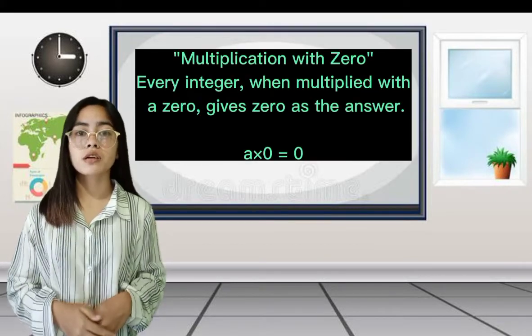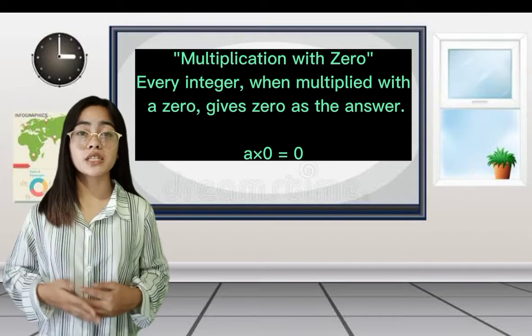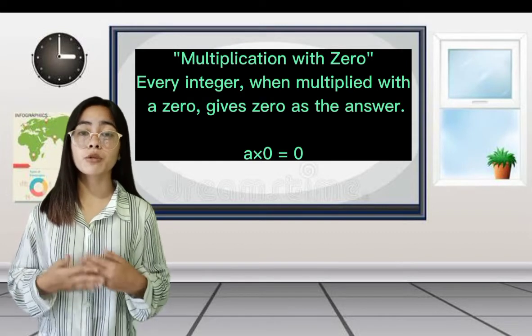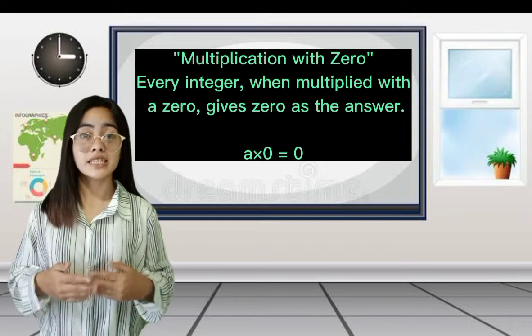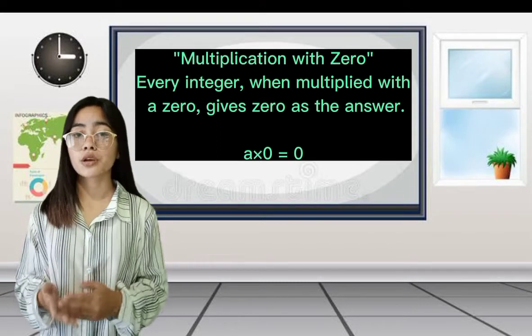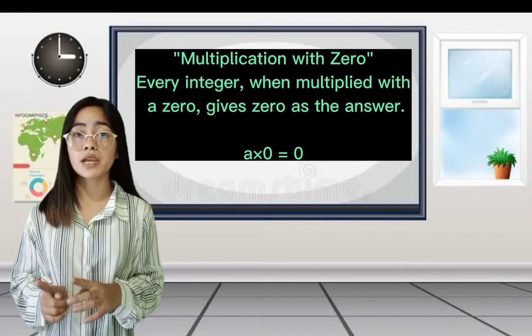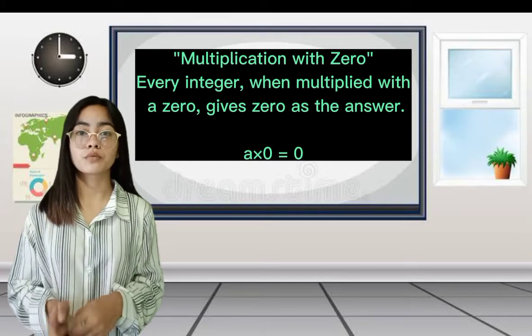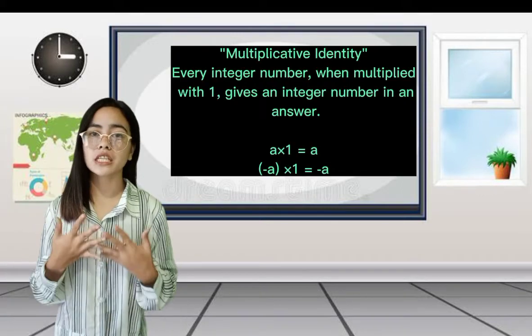The other is multiplication with 0. Every integer when multiplied by 0 gives 0 as the answer. Example, a times 0 equals 0. We have multiplicative identity.